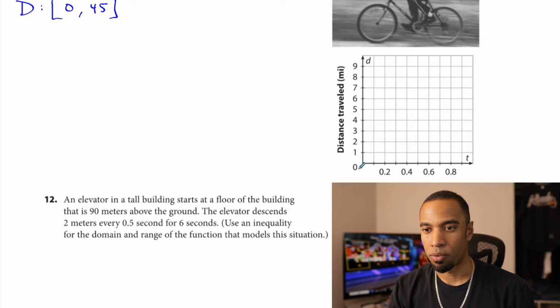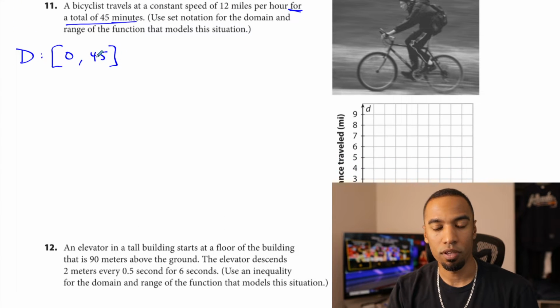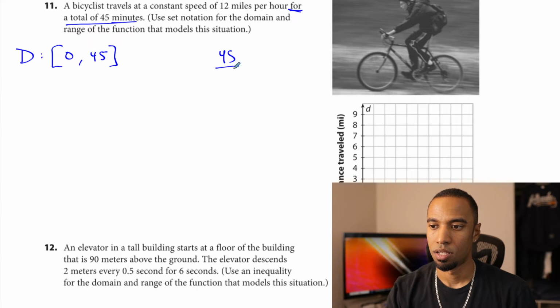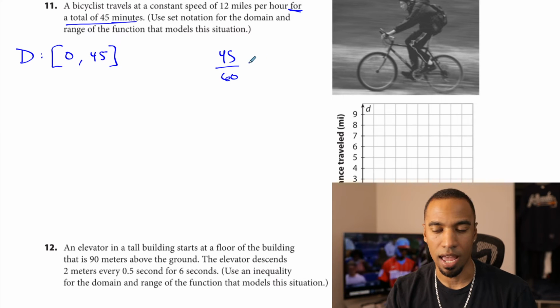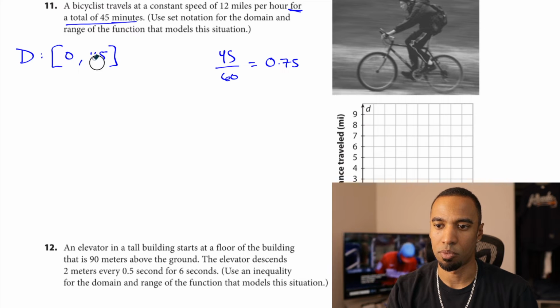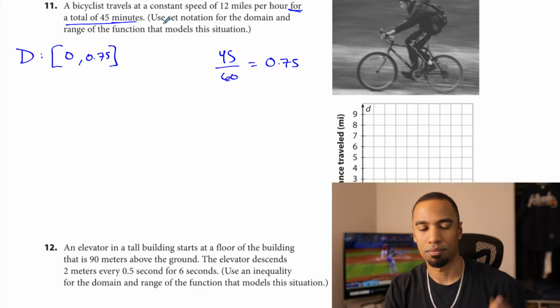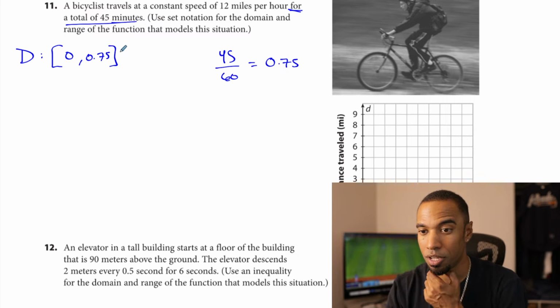Oh, they used hours. This is just fantastic, guys. I'm sorry about that. I didn't notice that. So 45 minutes out of 60 minutes for an hour is 3/4 of an hour. That's 0.75. Let me do that one more time for you. 0.75. I really wish the book would be the book.